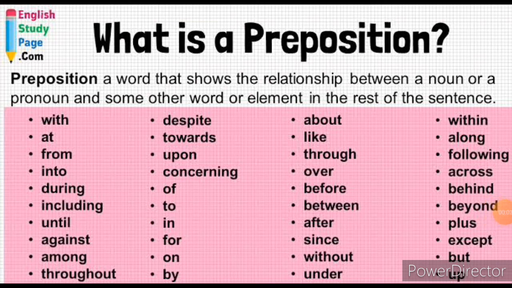The next, sixth one, is the preposition. Look at the spelling: P-R-E-P-O-S-I-T-I-O-N, preposition. A preposition is a word that shows the relationship between a noun or pronoun and some other word or element in the rest of the sentence. So listen, children, a preposition is a word that is used with a noun or pronoun and connects it with the other words in a sentence.